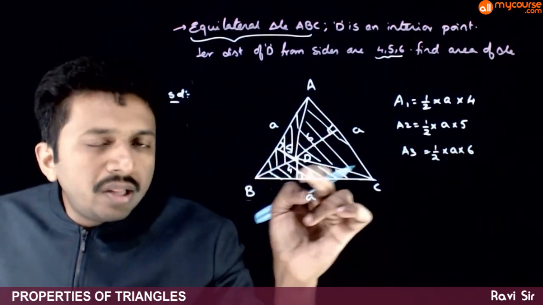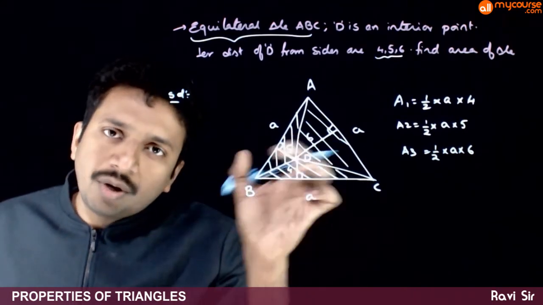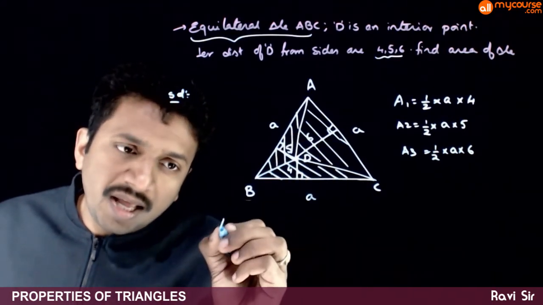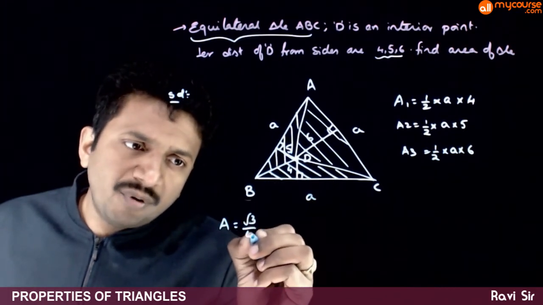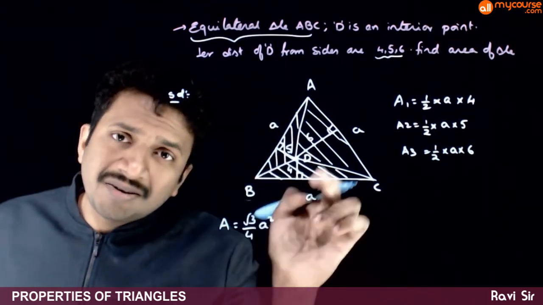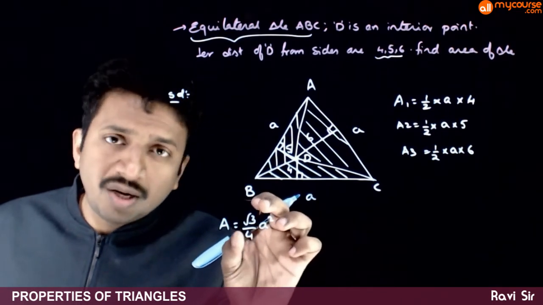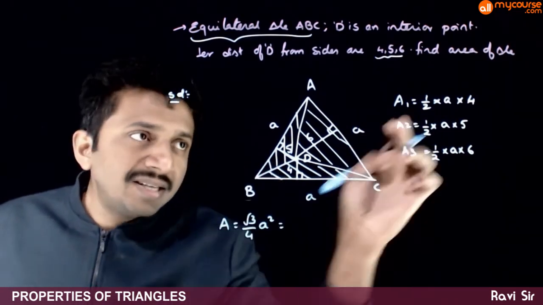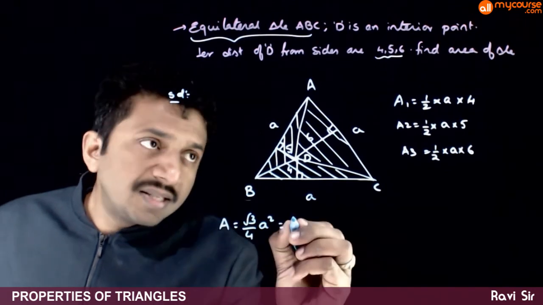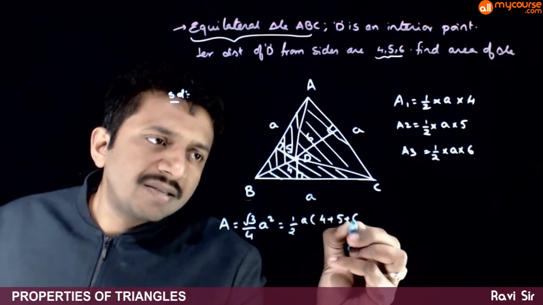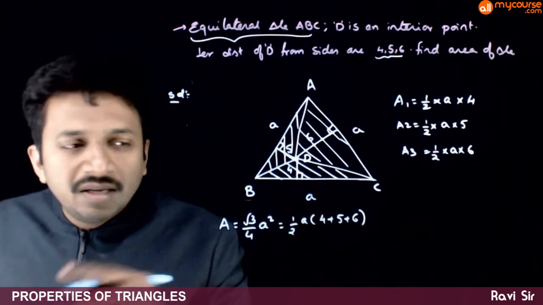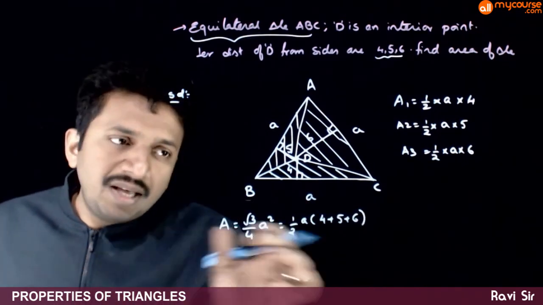Now if you add all these areas, you should get the total area. So the total area of the triangle, which is root 3 by 4 a square because it is an equilateral triangle, we know that the formula is root 3 by 4 a square, should be same as the sum of these 3. It is half a times 4 plus 5 plus 6. So these two have to be exactly the same.